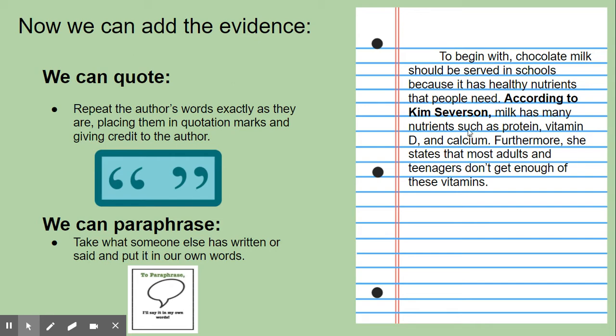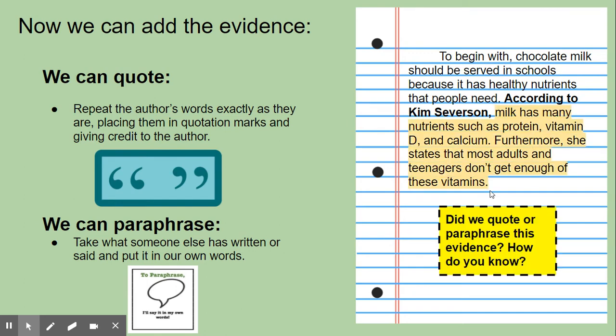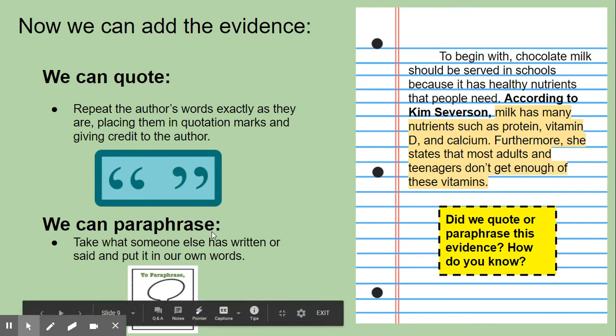So I have, according to Kim Severson, milk has many nutrients such as protein, vitamin D, and calcium. Furthermore, she states that most adults and teenagers don't get enough of these vitamins. All right, so did we quote or paraphrase this, and how do we know? You noticed I didn't use quotation marks, and I changed the wording around quite a bit and put them in my own words, so I paraphrased what she said.